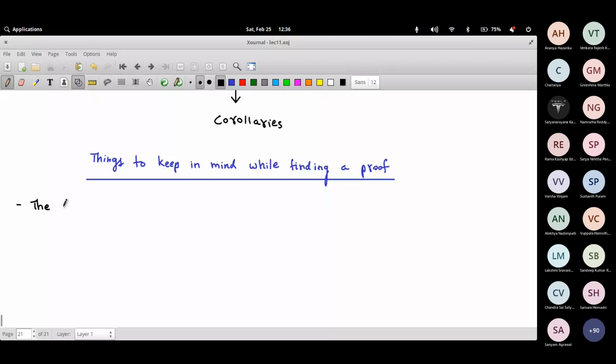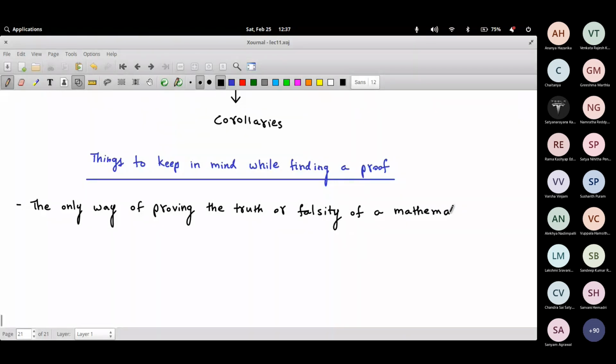First of all, the only way of proving the truth or falsity of a mathematical statement is with a mathematical proof.